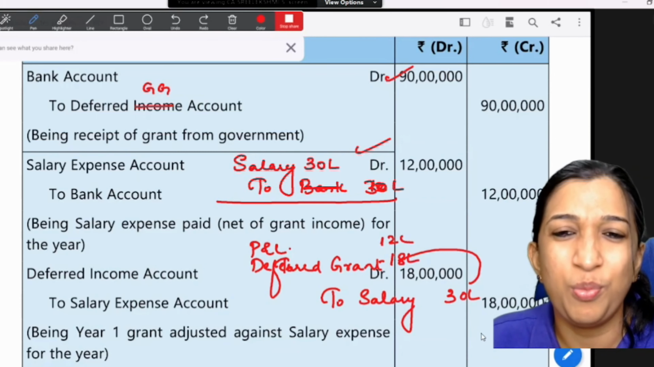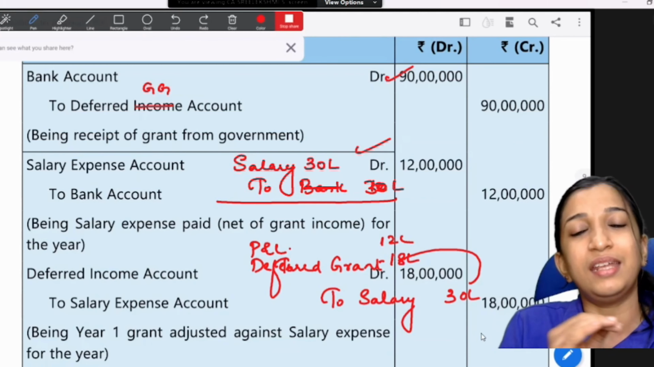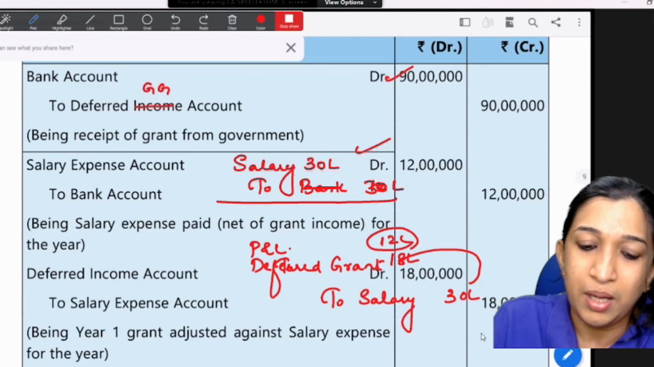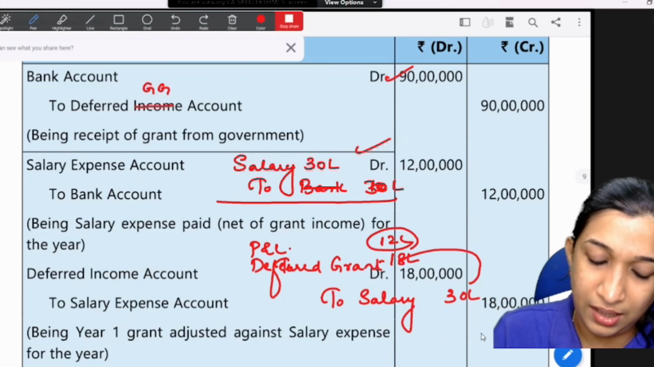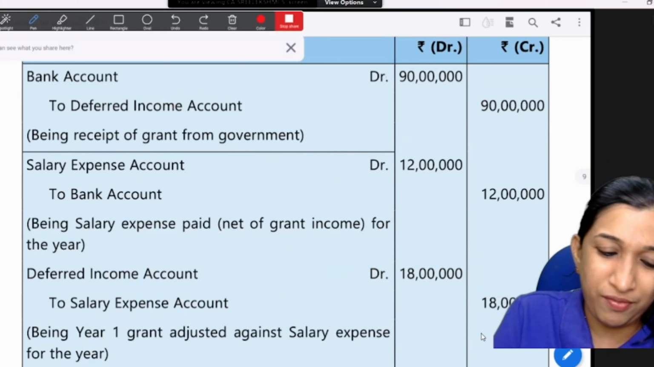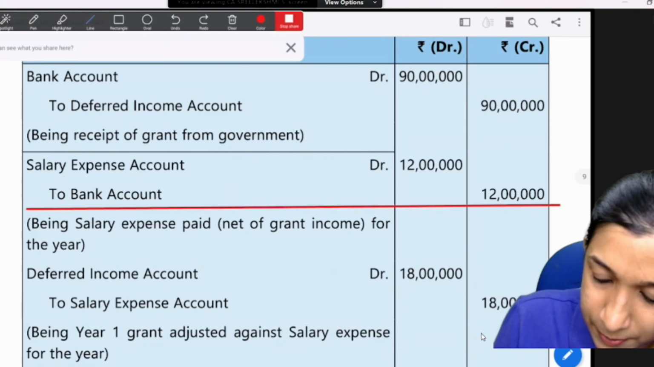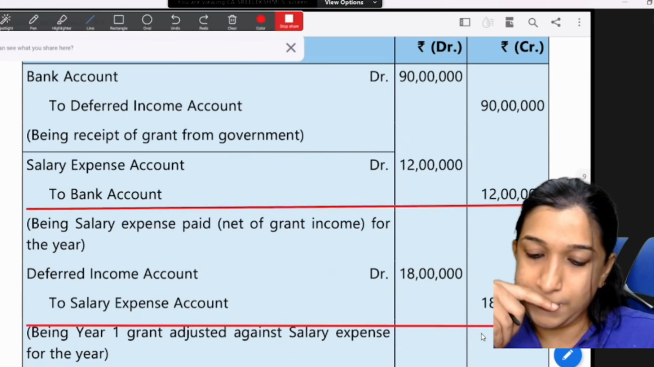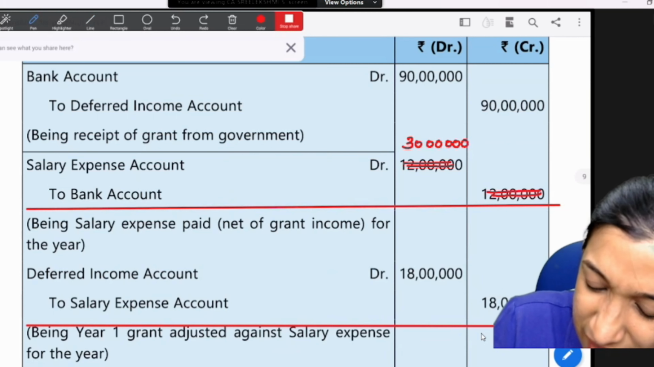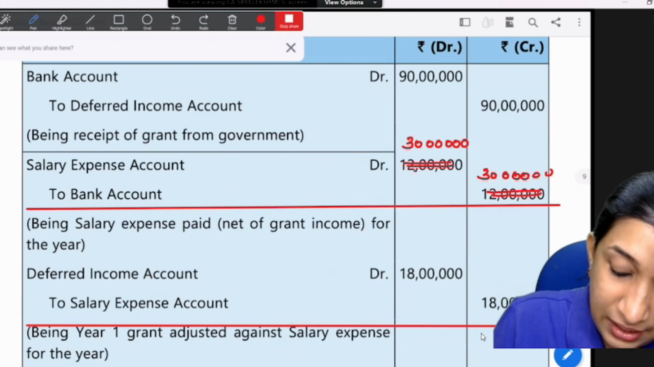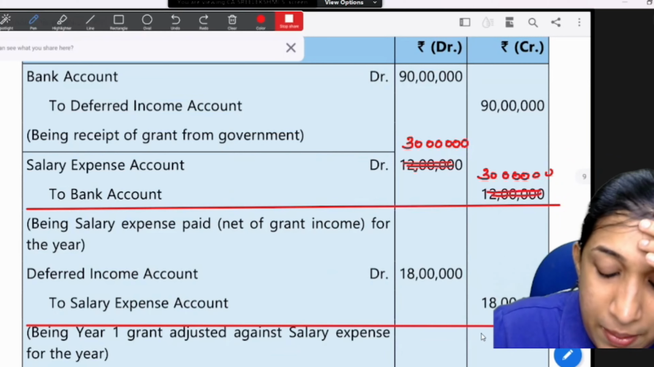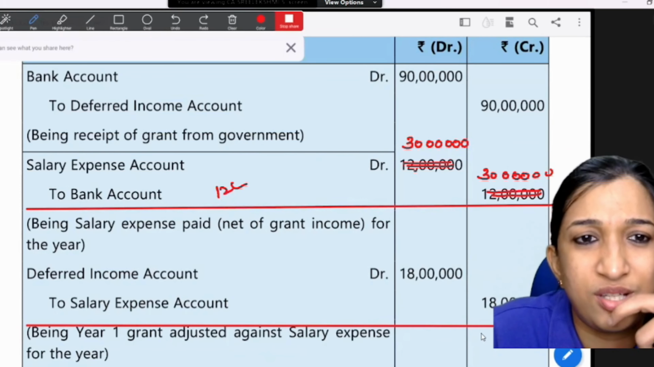Just see this. Either way, the net effect in P&L is only 12 lakhs. Salary is 30 lakhs. From the salary, I'll be deducting this deferred grant of 18 lakhs. So the net amount charged to P&L will be 12. Because to bank, anyway, you will be paying 30 each year, and the 90 you already received. So whichever is comfortable, all will have the same net effect. But salary expense to bank should be 30 lakhs only. Then only salary debit 30 and credit 18, the net effect of 12 will come. The 12 lakhs debit balance will come only if I do these two sets of journal entries. Yes or no?